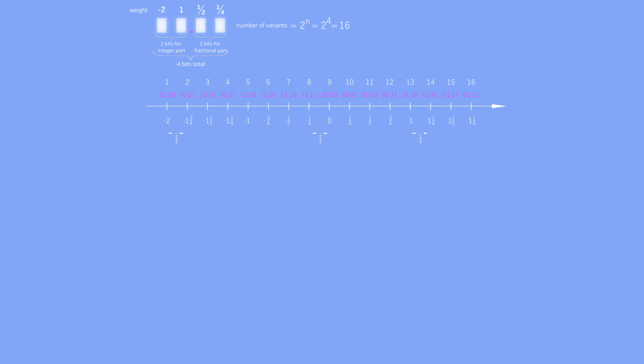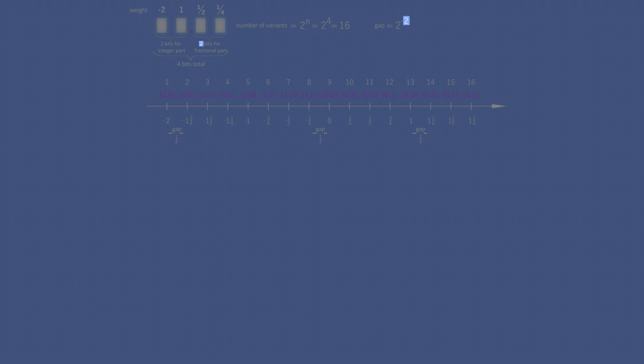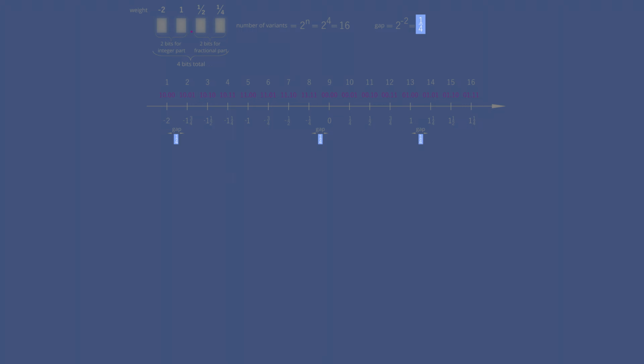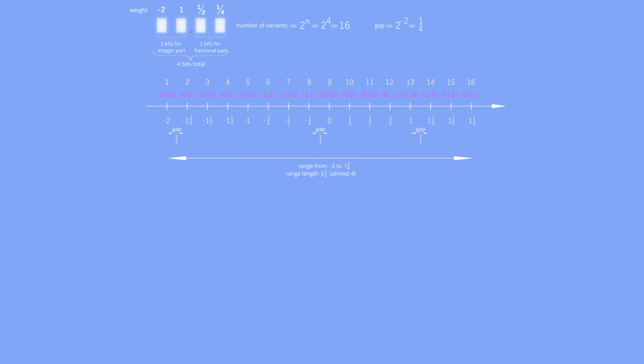We can use a gap between two contiguous values as a precision criterion. The lower the gap, the higher the precision. This gap can be calculated as 2 to the power of a negative number of bits of the fractional part. So in our case 2 to the power of negative 2. As we can see in our example, the gap equals 1 over 4. The range in our example is from negative 2 to 1 and 3 over 4. Range length equals 3 and 3 over 4, so almost 4.